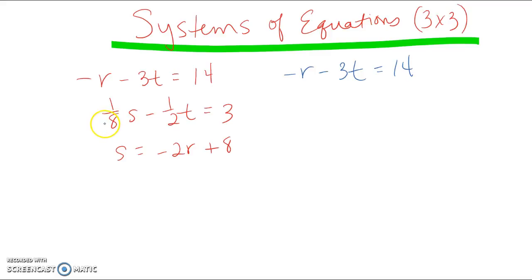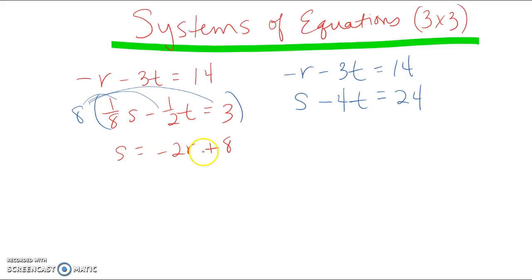So for instance, in the first equation, I just recopied it because it looks pretty good. The second equation has fractions. The way you can get rid of those fractions is called clearing fractions. You can multiply by the least common denominator. So 8 is a number that both of these go into. So I'm going to distribute an 8 to all three terms. 8 times 1/8, those will cancel and just leave me with an s minus what's 1/2 of 8? That would be a 4. And then 3 times 8 is 24. So that looks a lot prettier than it did before.